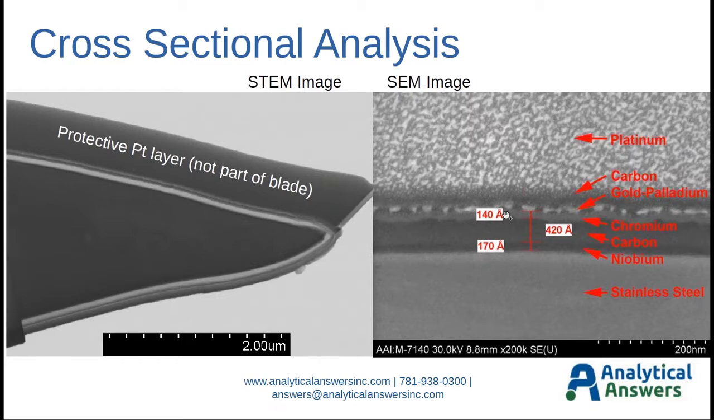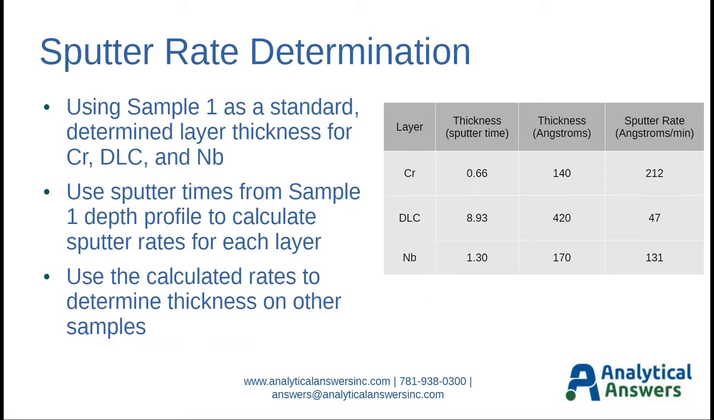And then we can go in at higher mag and actually measure these layers individually and see that the niobium layer is 170 angstroms, the carbon DLC layer is 420, and the top layer is 140 angstroms, which was the chromium. And of course we see the stainless steel and the protective layers we put on top. So we can take the sputter times that we had from our depth profile on sample 1, we can take those thicknesses that we measured, and then we can calculate a sputter rate for those materials.